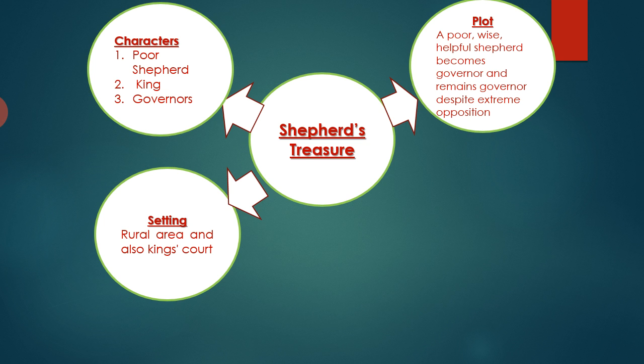Okay, they become jealous, and they start giving complaints against this poor shepherd. In the beginning the king neglects whatever complaints the other governors are giving about that poor shepherd. But later on, even the king thinks, okay, let's see what the actual issue is. Is there any reality in it? So he sends a message to bring the poor shepherd to the king's court.